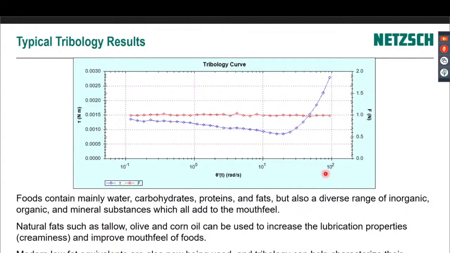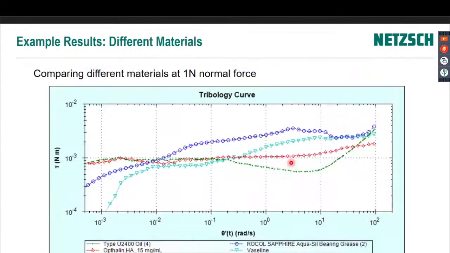And so you can do this with any oil. You could do it with lubricants and things like that for industrial uses, but obviously the lower shear rates would be useful for simulating mouthfeel in your tongue and things like that. And so there are some non-food examples here. This is sapphire grease, and then Vaseline, and ophthalmine, that's an eye drop, and then there's U2400 oil.